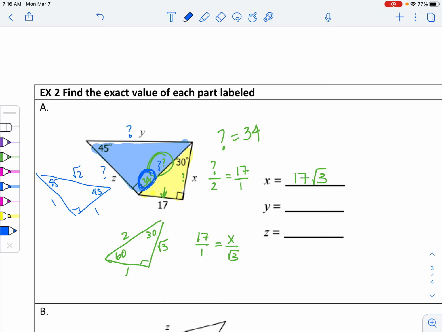Hopefully you remember in a 45, 45, 90, those sides are the same, so I don't really need to do any work for side z. Side z is the same length as that question mark side. So the only side I need to do some math on is side y. So I would have 34 over 1 equals y over square root 2. Do my cross multiplication, and 34 square root 2 is my y.